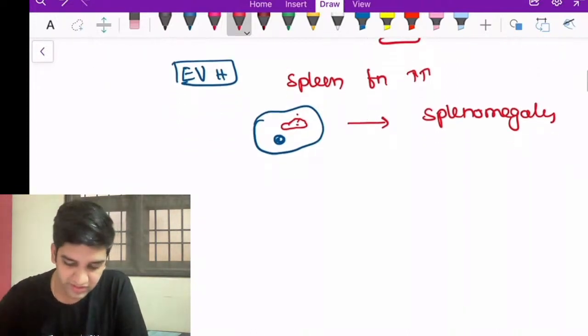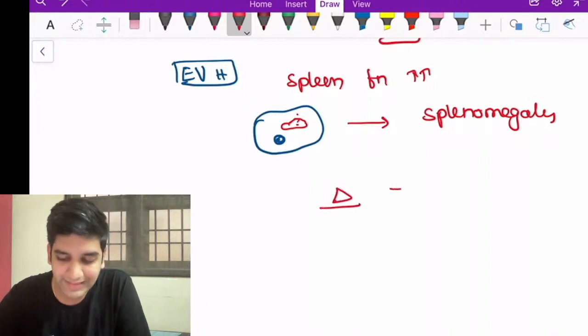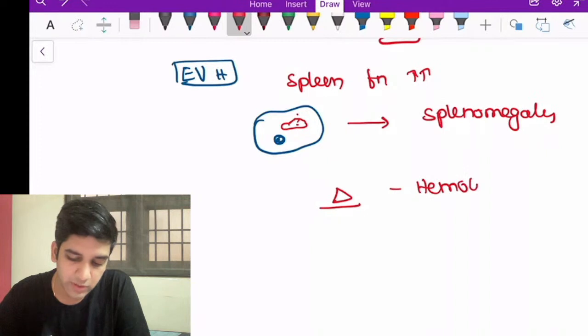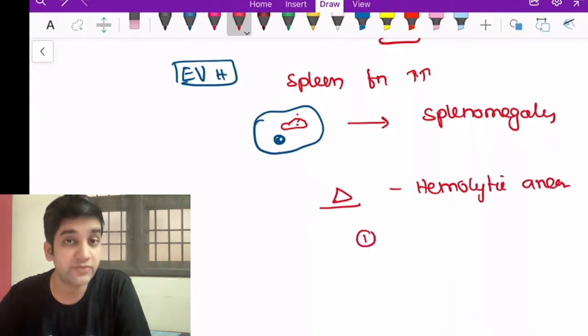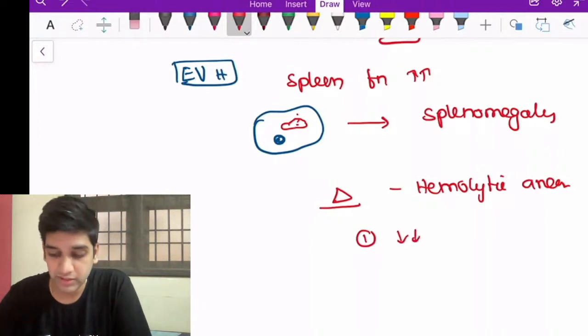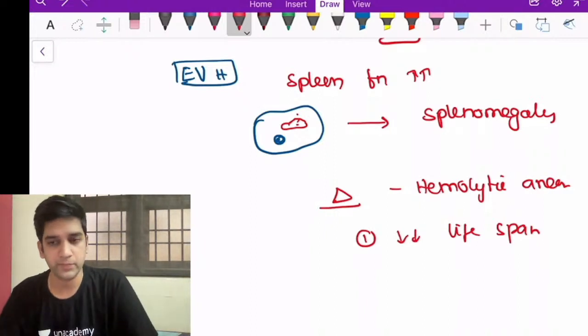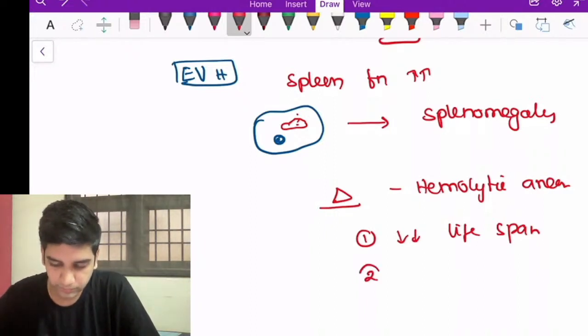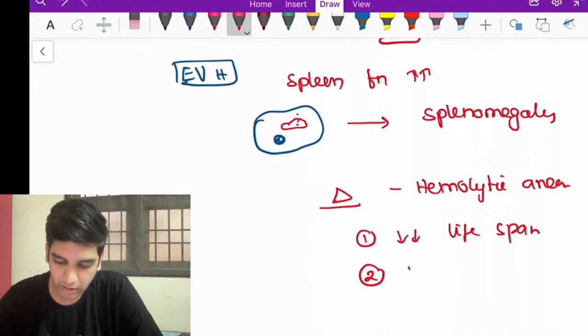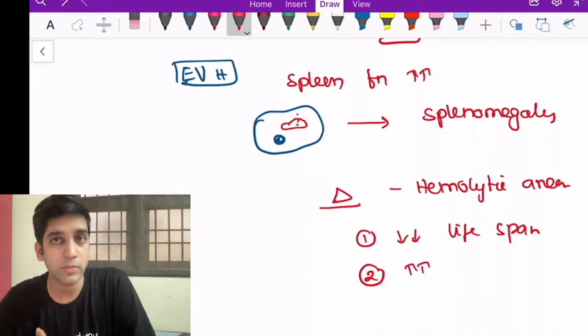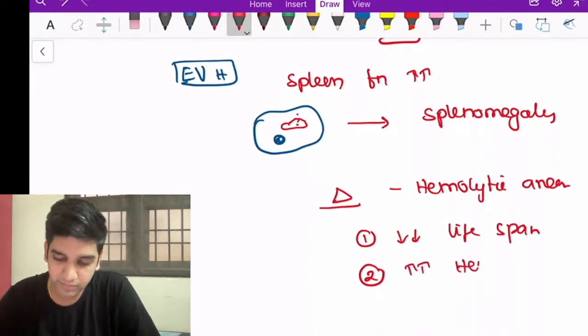So for both extravascular and intravascular hemolysis, I have a common triad for any hemolytic anemia. This triad will be common for any type of hemolysis. The first one is a reduction in the lifespan of the RBC. Obviously, my lifespan of RBC will be reduced here. The second thing is an accumulation of bilirubin, or hemoglobin degradation products, the heme degradation products will accumulate.